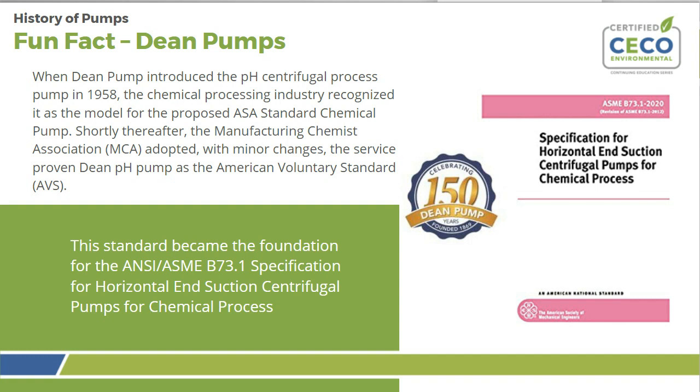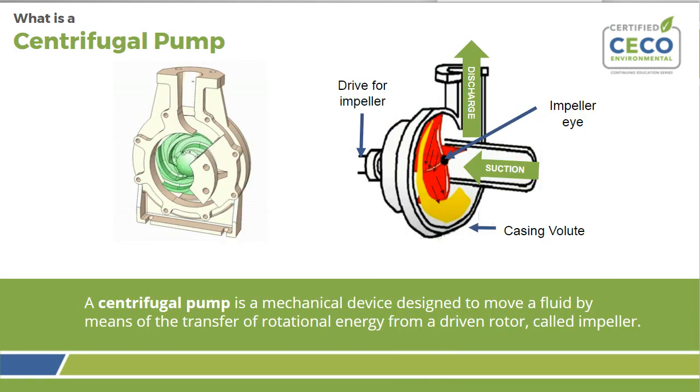So at this point, we now move into the meat of the presentation, the real fun stuff. So in general, a pump is a mechanical device, i.e. a machine, used to move a liquid from point A to point B. The slide here shows the definition of a centrifugal pump. And really the operating principle of the centrifugal pump is to convert mechanical energy to pressure.